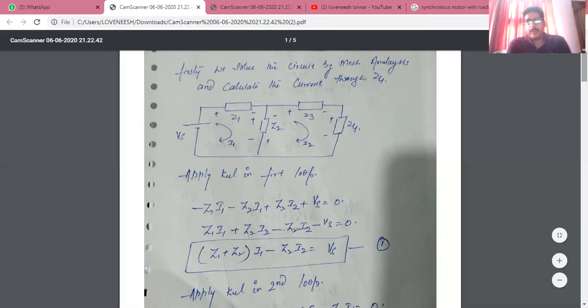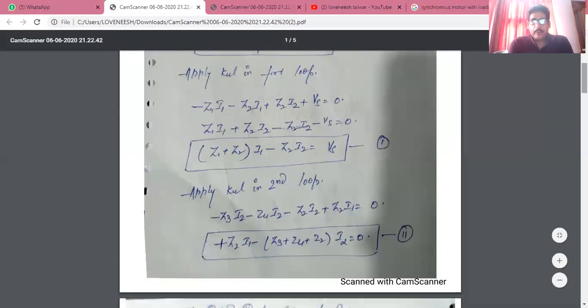First of all, we can apply KVL in the first loop. As per KVL, when you go from the positive to the negative terminal, there will be a drop sign, and when you go from the negative to the positive terminal, there will be an increase sign, or you can say a gain sign. So when you apply KVL in the first loop, you have the equation (Z1 plus Z2) I1 minus Z2 I2 is equal to Vs, and this is your equation number 1.